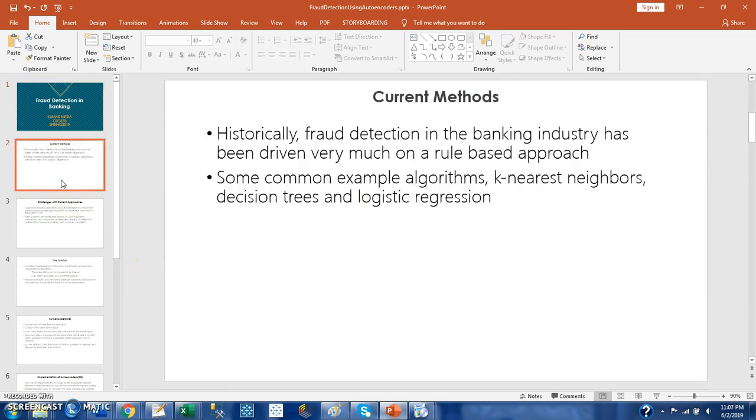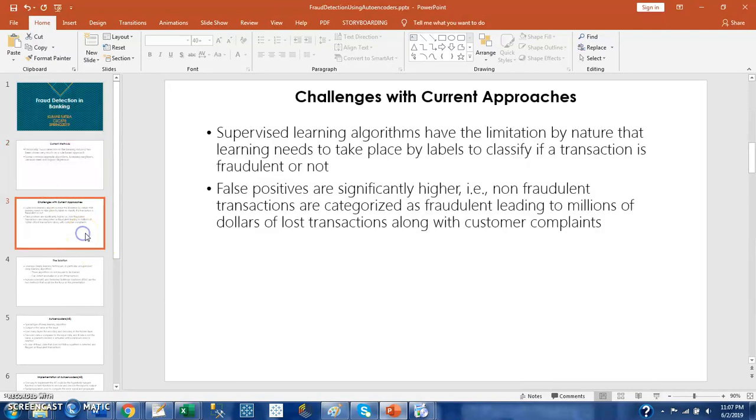Let's go over some current methods first. Historically, fraud detection in the banking industry has been driven very much on a rule-based approach. Some common example algorithms out there are k-nearest neighbors, decision trees, and logistic regression that are being leveraged today for fraud detection.